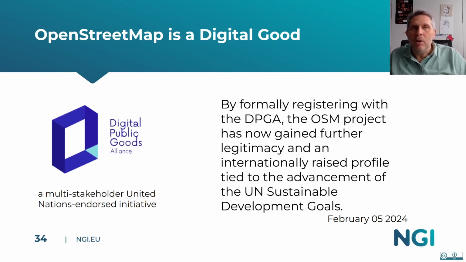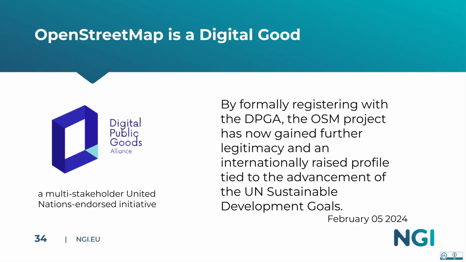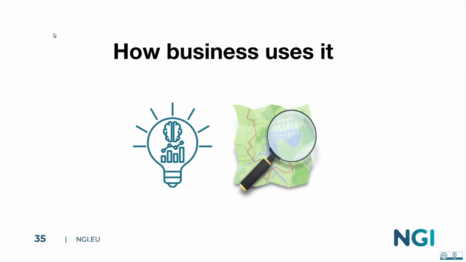There is also an award by the international organization, the Digital Public Goods Alliance, which says OpenStreetMap is a digital public good. This is news from February 2024. The news was spread also by the OpenStreetMap Foundation, and it is amazing what social value it has, how OpenStreetMap can help people. But now we can move to another point, how business uses OpenStreetMap.